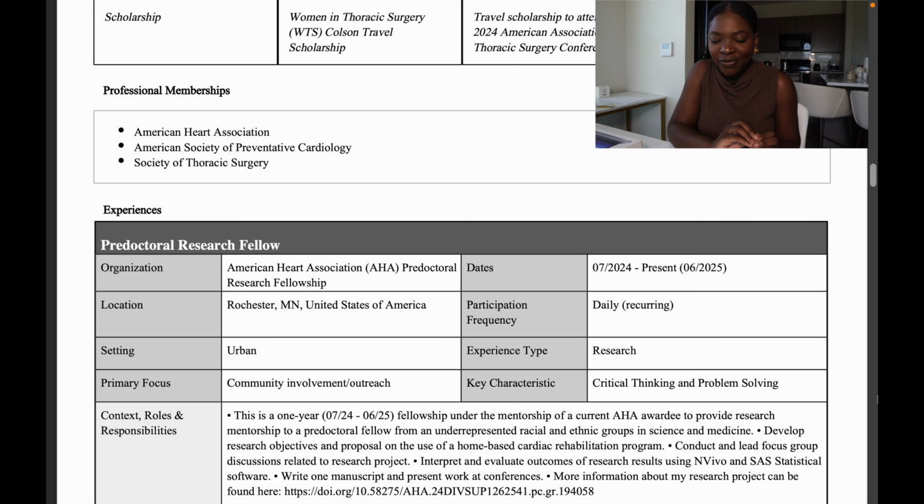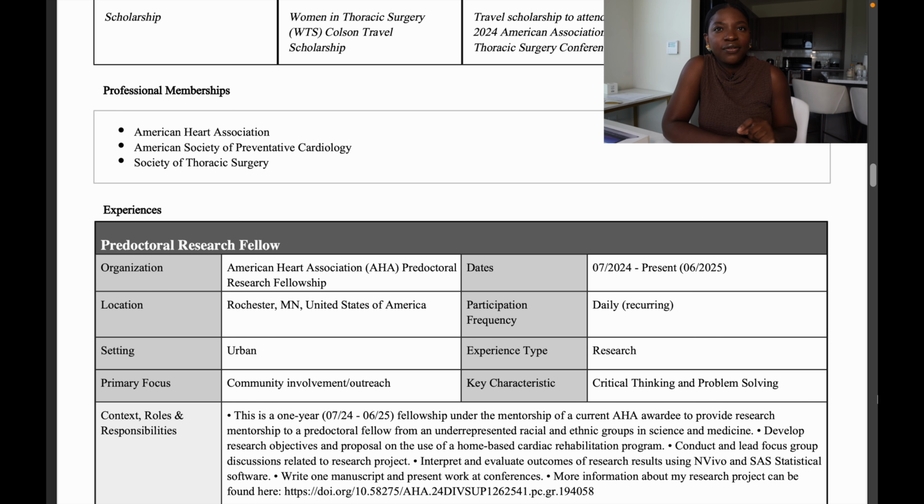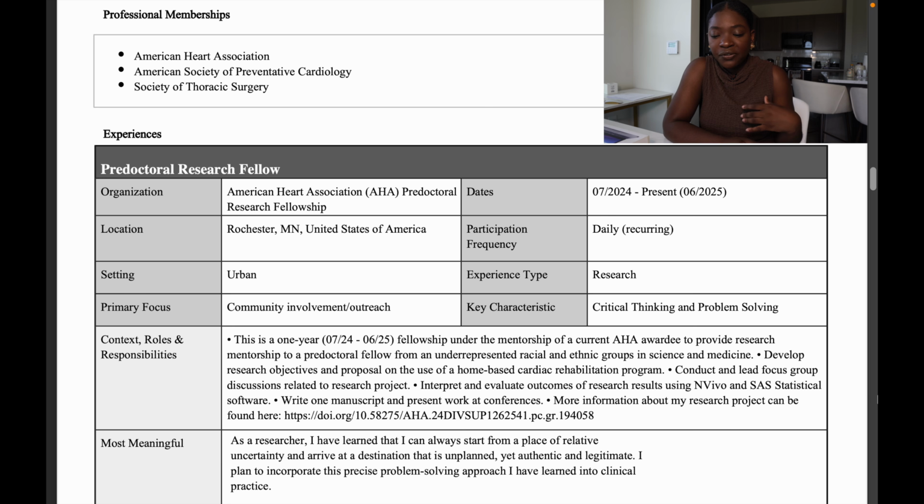The next section of this application is the professional membership. And professional membership is very key when you are applying to a specific specialty of choice. The reason why it's key is because you want to show that you've explored that specialty and you're interested in that specialty. So for me, I had 3 professional memberships.